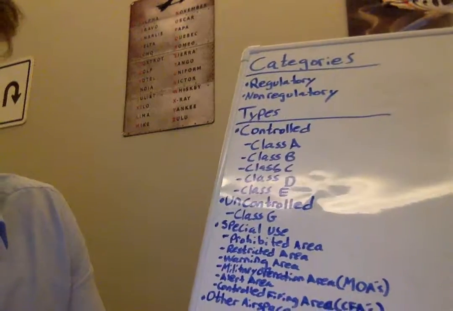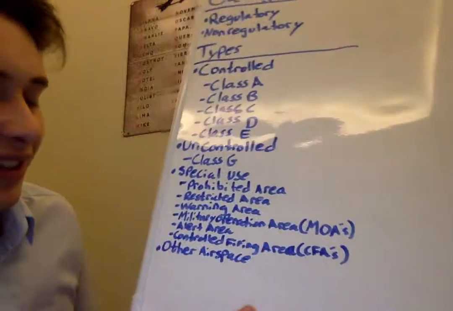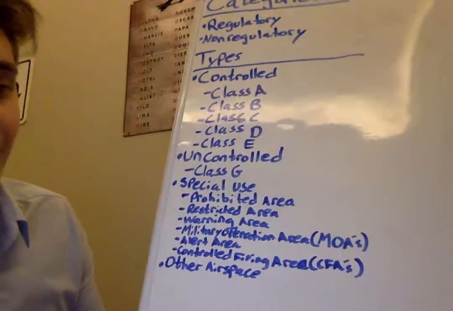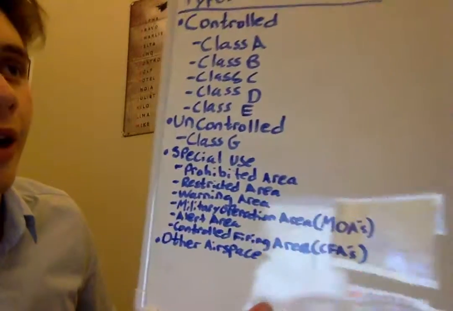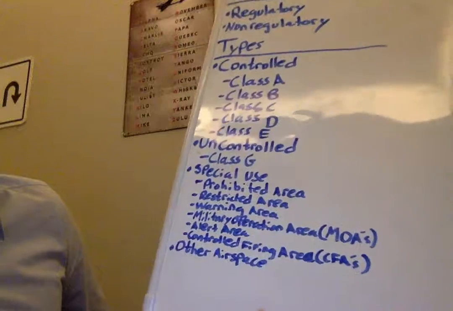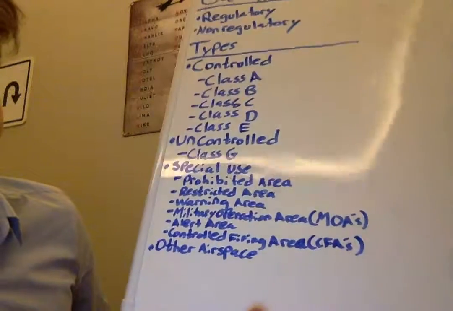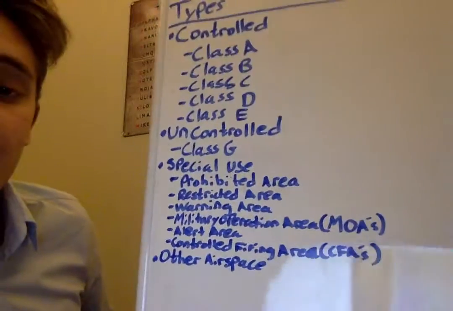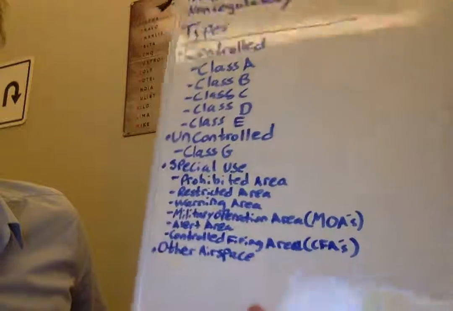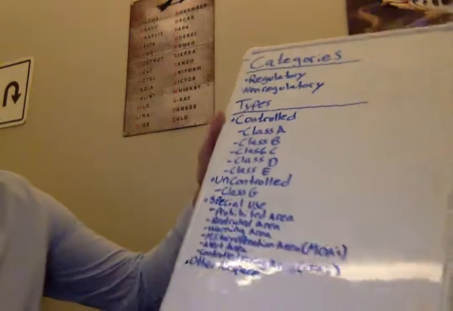Alert area, that's an area where there's a high amount of pilots flying, so it's just so you know to keep an eye out for a lot of activity. Controlled firing area, it's just in case a pilot is unaware of what's going on, because that activity could be dangerous to him. So that's what a controlled firing area is, because if you're not aware of what's going on in that area, it could be pretty dangerous.